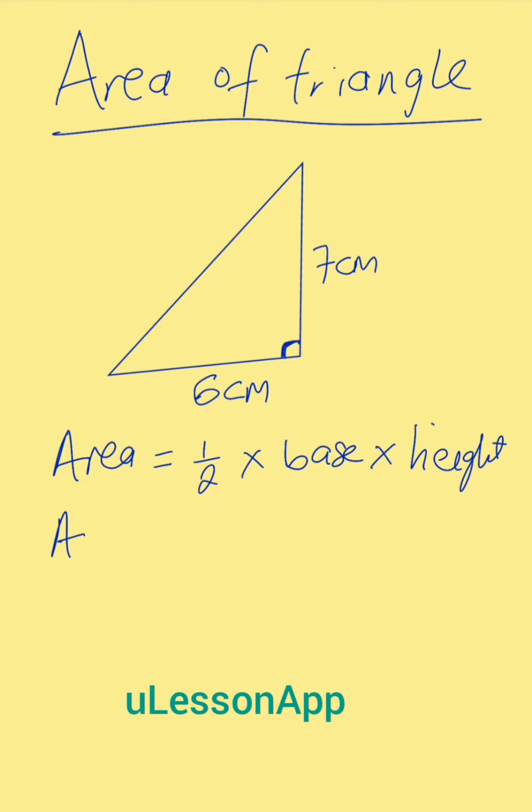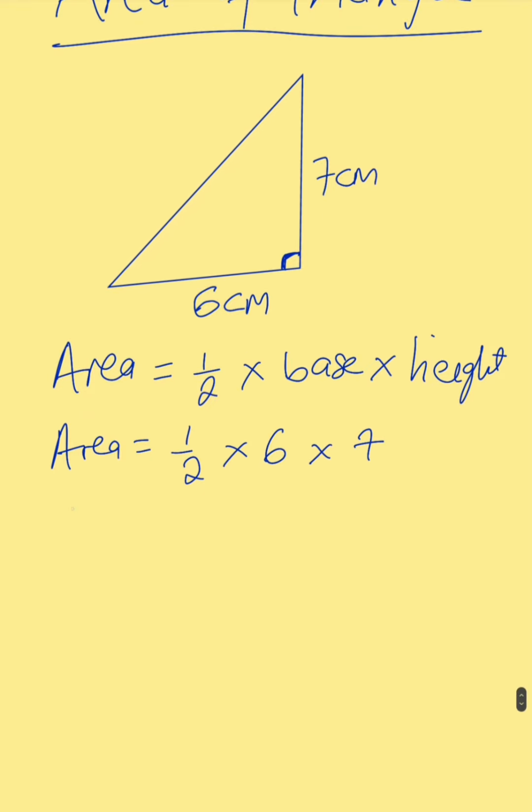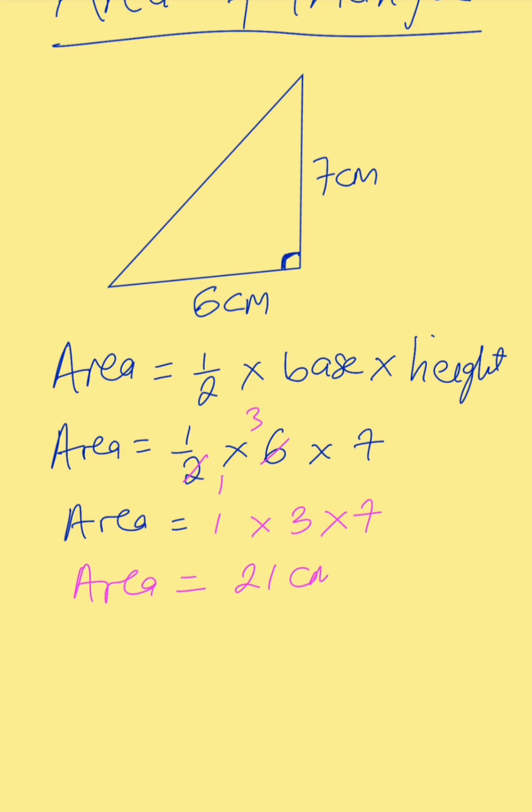Now you can see that our base is 6, so we have half multiplied by 6 multiplied by the height, which is 7. And you will notice here that half times 6 is 3, because these two will divide itself to give 1, and 6 divided by 2 is 3. So we are left with 1 multiplied by 3 multiplied by 7. And when you take this multiplication, you get 21 centimeters squared.